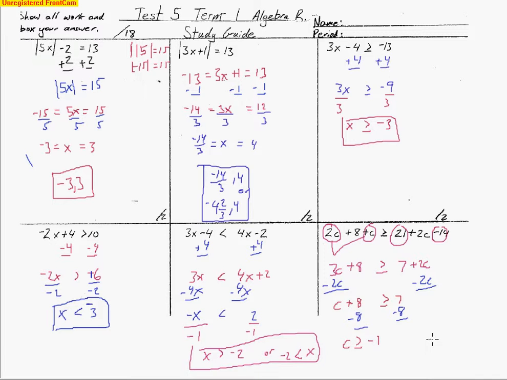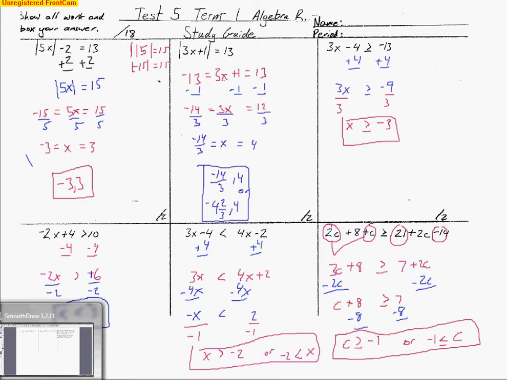Again, if you had the other answer, -1 is less than or equal to c, it means the same thing. See, c is greater than or equal to -1. It's open towards the c. So it means exactly the same thing. Well, let's take a look at the next 3 problems.